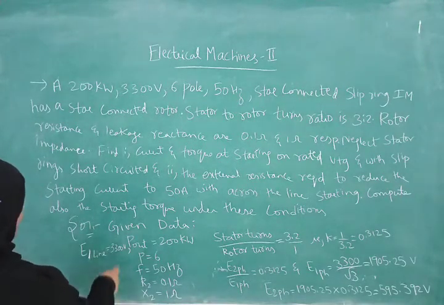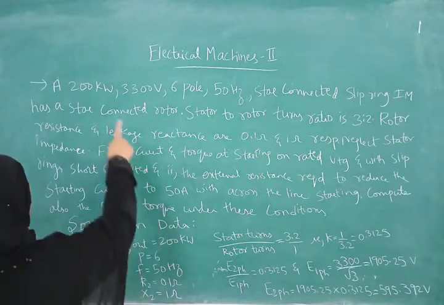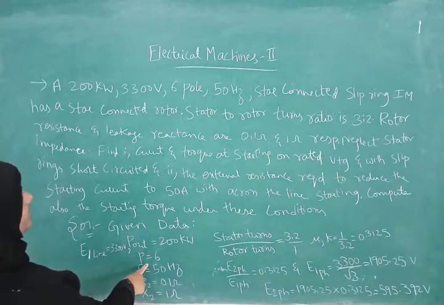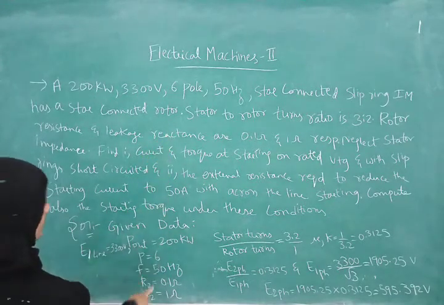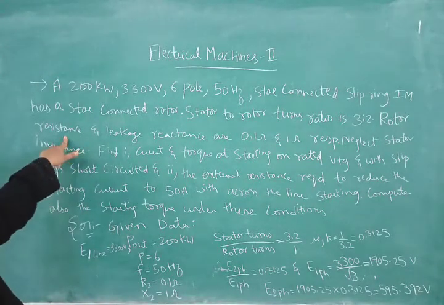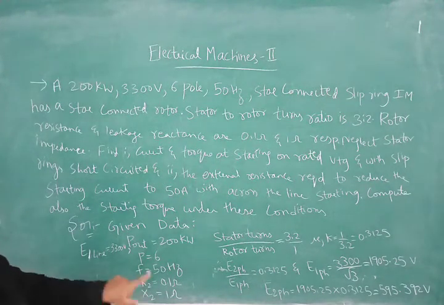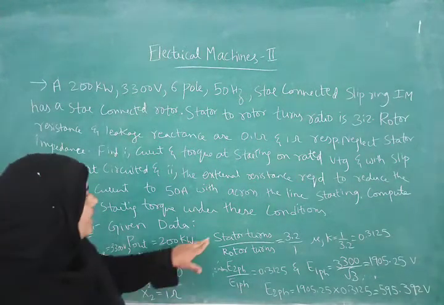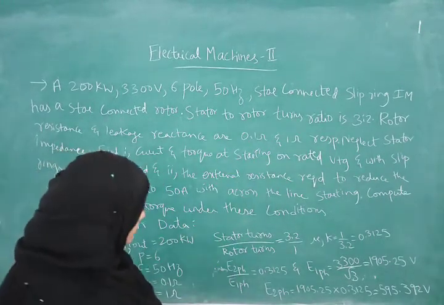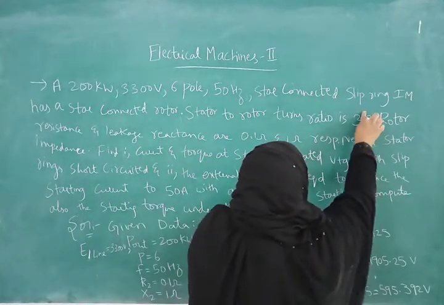First we will write the given data. P out is given as 200 kilowatts, line voltage is given as 3300 volts, number of poles P is equal to 6, F is equal to 50 hertz. R2 and X2 are given here: rotor resistance is given as 0.1 ohms and reactance is given as 1 ohm. One more thing is given here: the ratio of stator turns to rotor turns is given as 3.2:1. Sorry, it is not 3:2, it is 3.2.